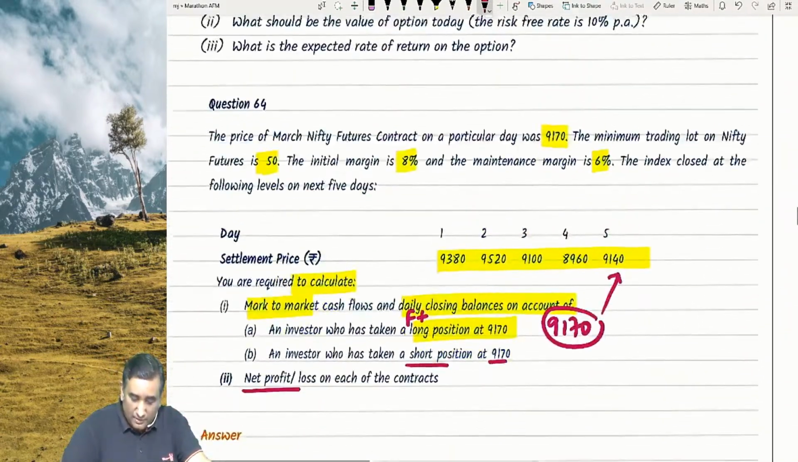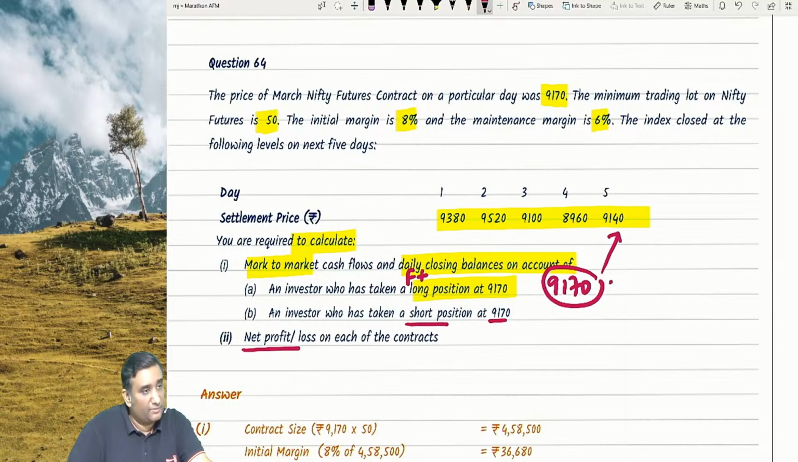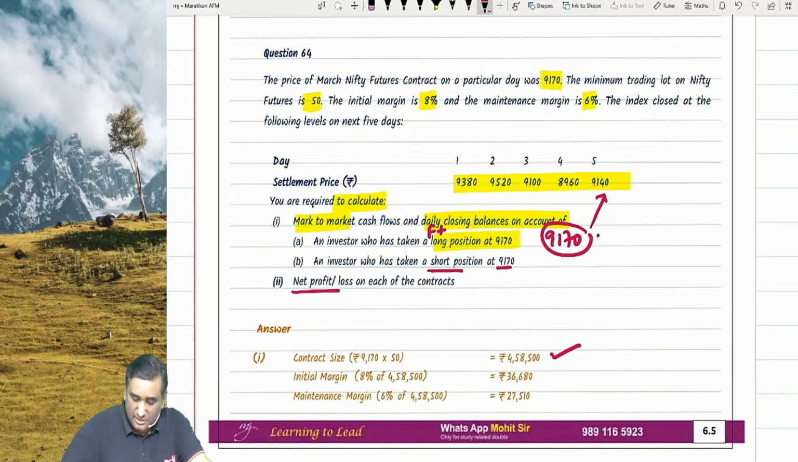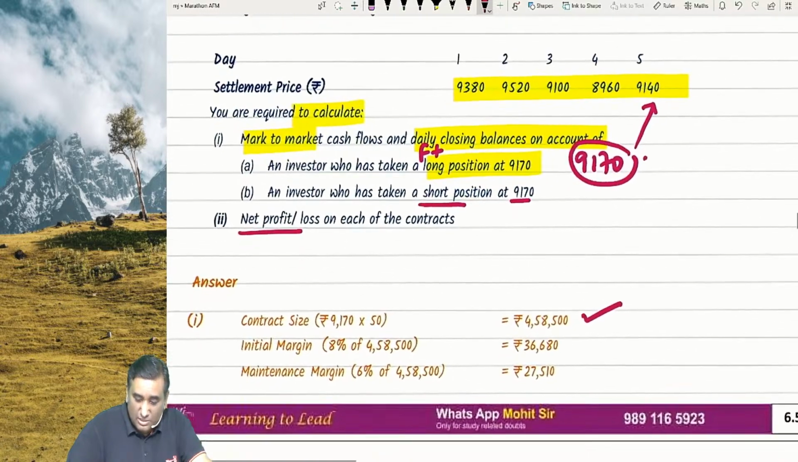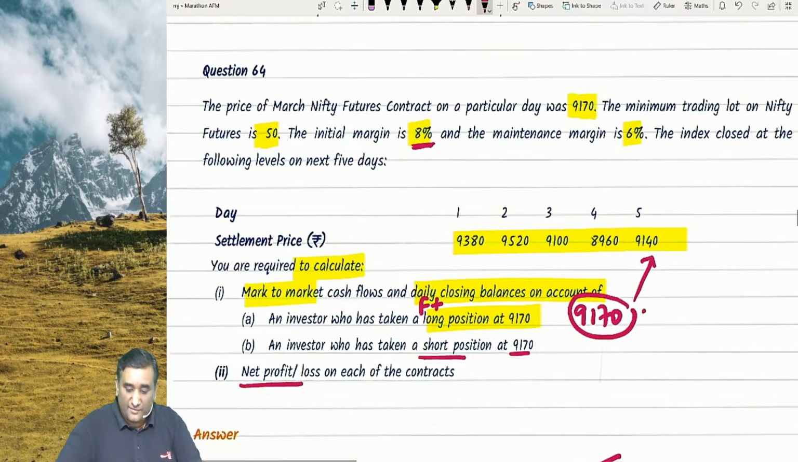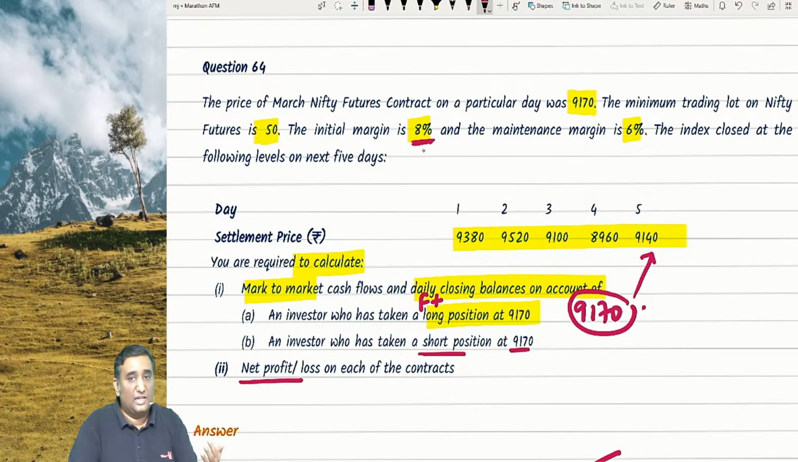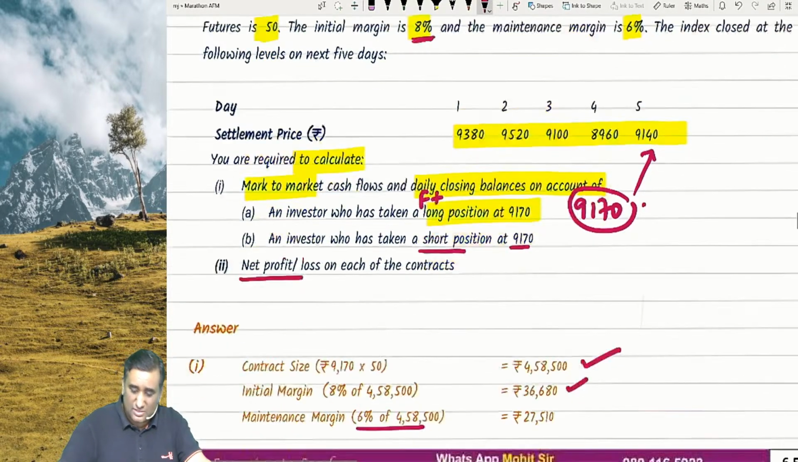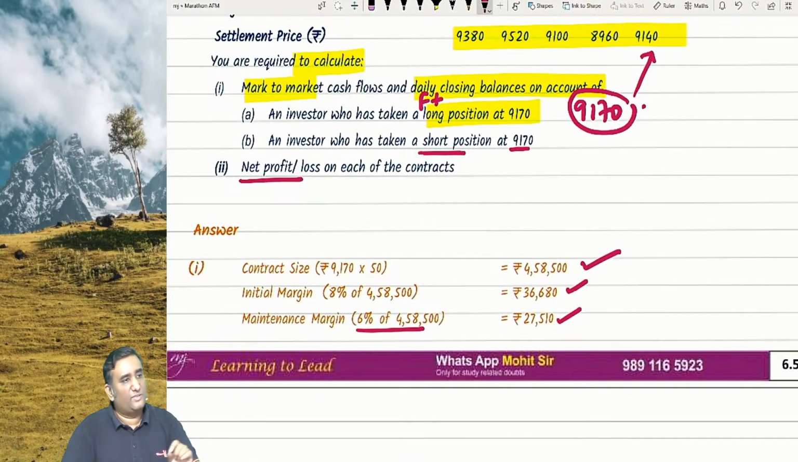Let's do it this way. When you started, at what? 9170. So 9170 into 50, what is the contract size? 4,58,500. This is your contract size. Initial margin is 8%, into 8%, that is the money with which you start playing: 36,680. And 6% of it is not 6% of the initial now. He is saying 6%. If he would have said the 75-80 percentage, that would have meant of initial margin. So 6% is 27,510. That means if the balance goes below this, you will have to bring in the money.